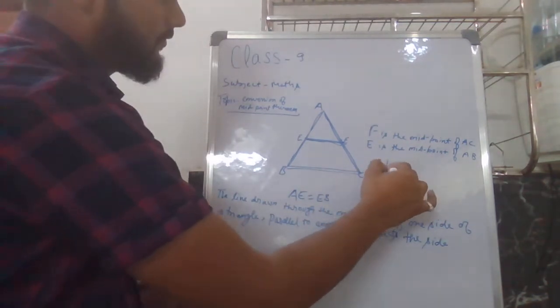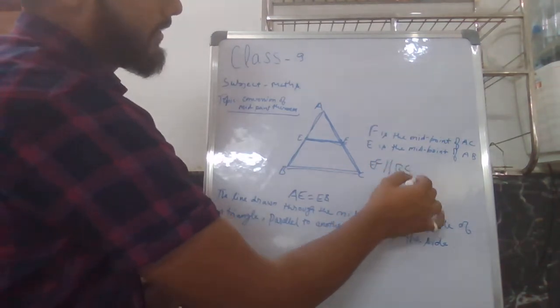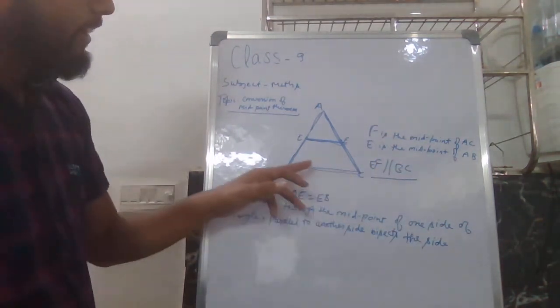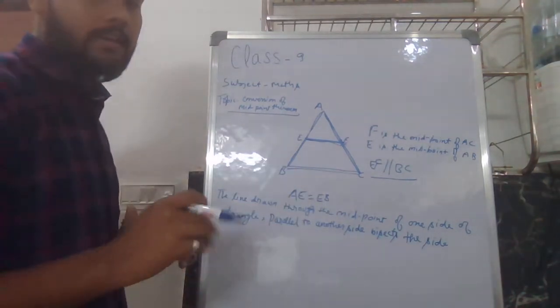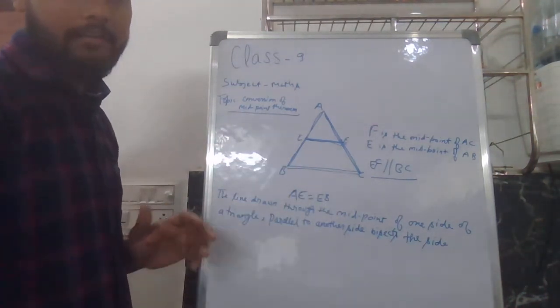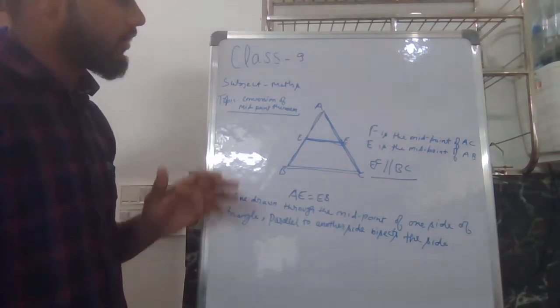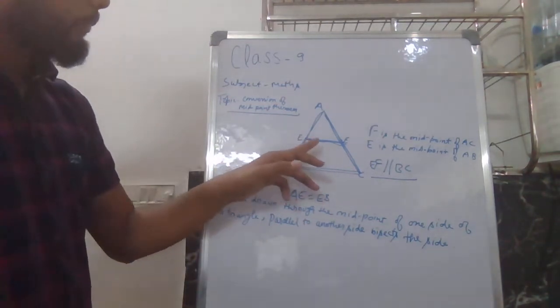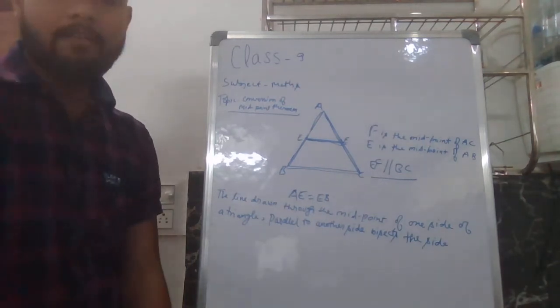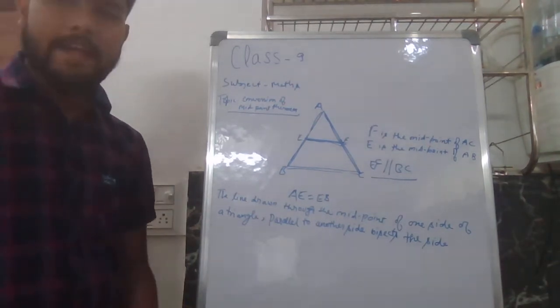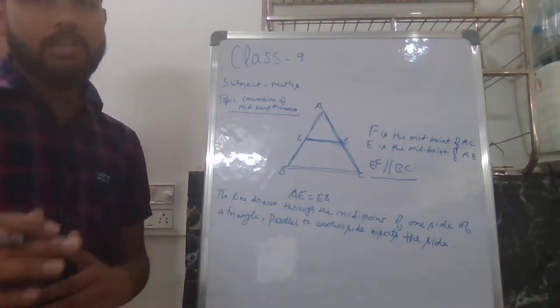EF and BC is equal to, like this. Okay, so here what's happening, it's becoming a triangle, and what this triangle is known as is the converse of the midpoint theorem. Okay, so here I have a question for you.